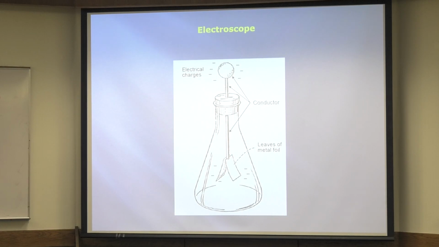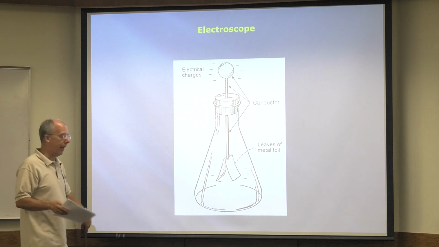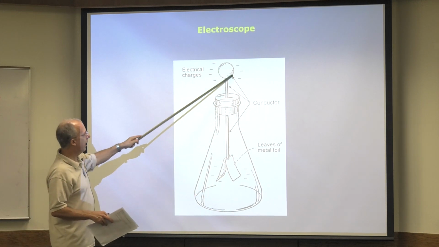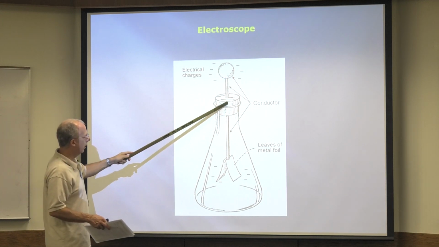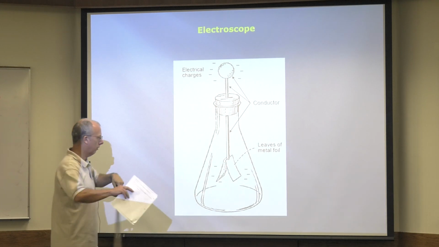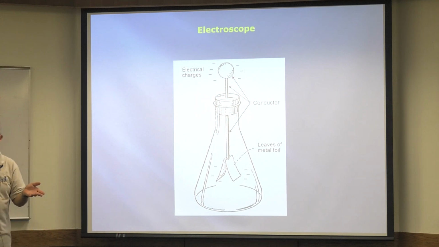All right, now let's shift. I want to talk about something called an electroscope. You may have seen this in a science class that you've had. This is just a glass beaker. This is a conductor, a piece of metal. It goes through the cork and everything: stopper, metal, metal. And these are just little sheets of metal foil. You use this to demonstrate charge.